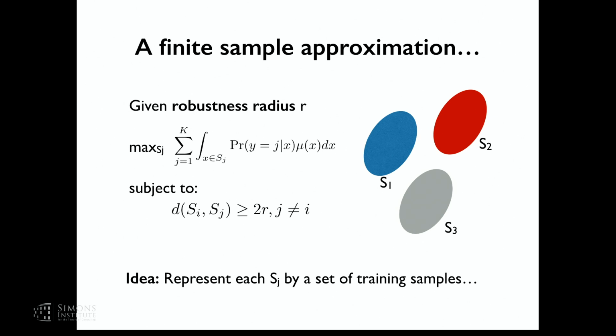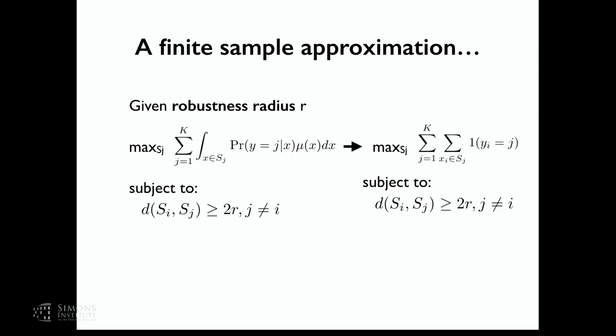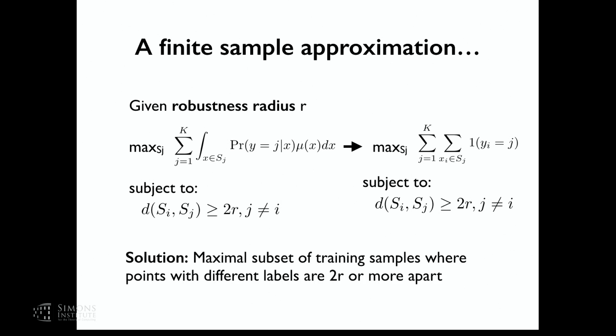And you can, by approximating S sub j by a subset of training examples. Instead of this particular objective, which involves your eta and your mu, now your S sub j is a subset of your training examples. This becomes the sum over x_i, your training examples in the set S sub j, of the indicator of y_i equal to j, and you still have the condition that the distance between S_i and S_j is at least twice r. If you stare at it for a couple of minutes, this is essentially the maximal subset of training samples where points with different labels are at least 2r apart.